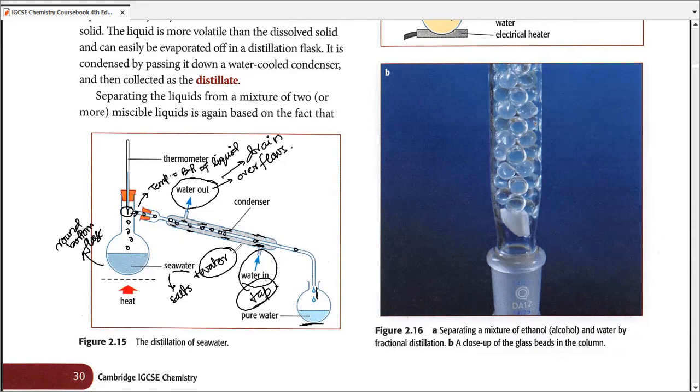Sir, can you please repeat? आपकी आवाज glitch हो गई. Okay.